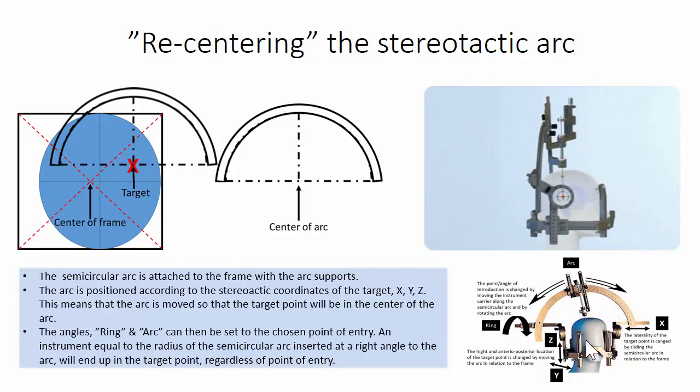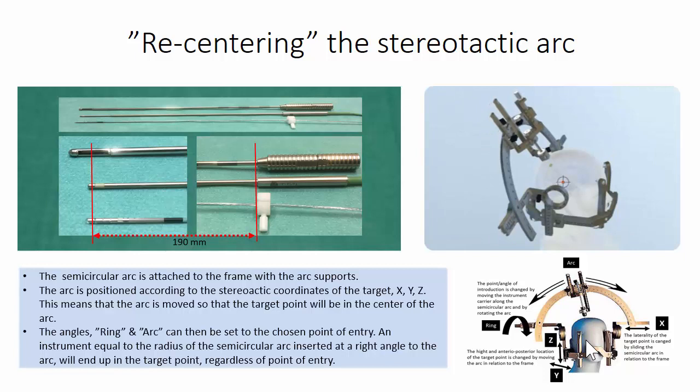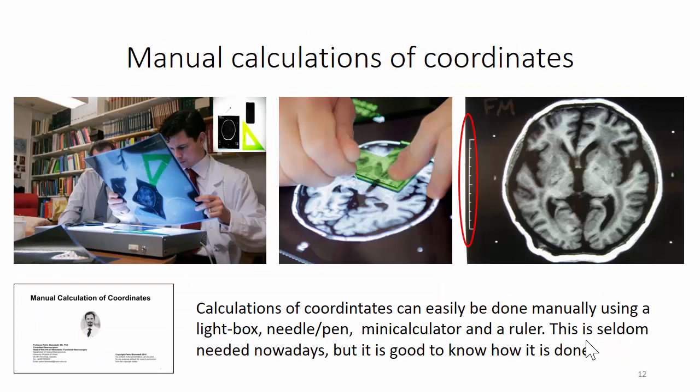The angles, the ring and arc, can then be set to the chosen point of entry. And any instrument equal to the radius of the semicircular arc inserted at a right angle to the arc will end up in the target point, regardless of the point of entry. Calculations of coordinates can easily be done manually using a light box, a needle or a pen, a mini calculator and a ruler. This is seldom needed nowadays, but it's good to know how it is done.